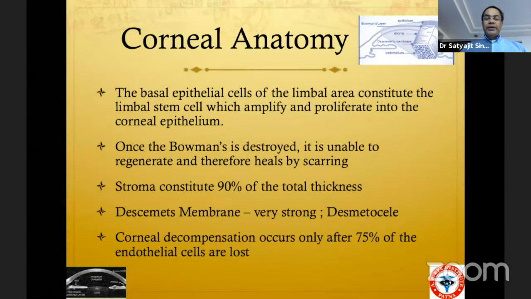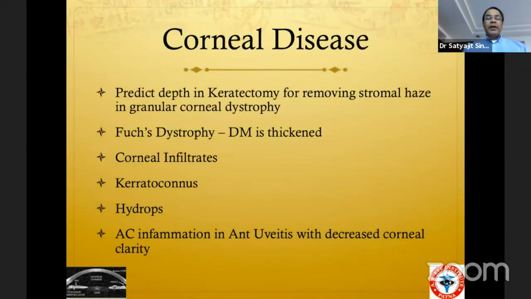The Descemet membrane is very strong, and we can also sometimes see a descemetocele through this OCT. Corneal decompensation occurs only after 75% of the endothelial cells are lost. These are some of the points that we have to keep in mind.